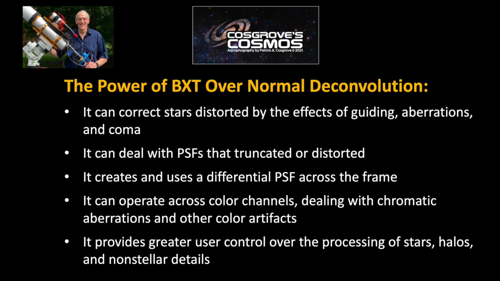The first is the fact that it can fix stars. It can circularize stars that are distorted, either because of guiding, aberrations, or coma in the system. If there's something that is causing your star to be out of round, it can go in and actually fix that. And that's something that the traditional tool cannot do. And because of that, it can deal with PSFs that are distorted, either in terms of shape or truncated. And again, that's something that the traditional tool really can't do.